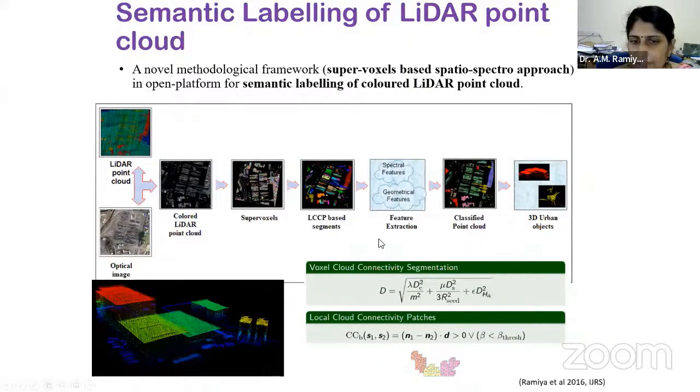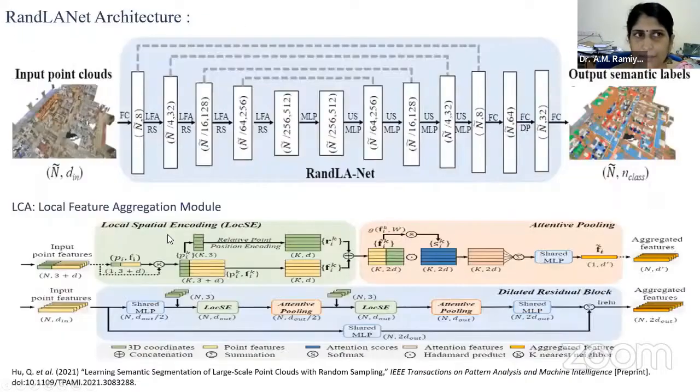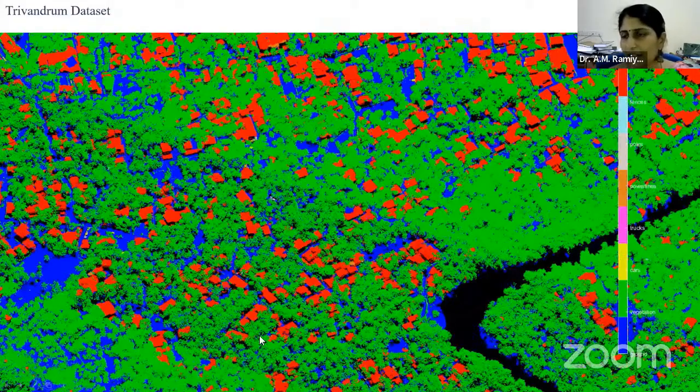Apart from that, we have also worked with some deep learning architectures such as PointNet++ and RandLA-Net, which are used to label the data. With this, we have labeled the LiDAR data. As you can see, the LiDAR data of India, and Kerala especially, is quite complex, in the sense that in Kerala, or in Trivandrum, most of the houses are surrounded by thick vegetation. Our algorithms have proved to work for detecting buildings even within the vegetation cover.